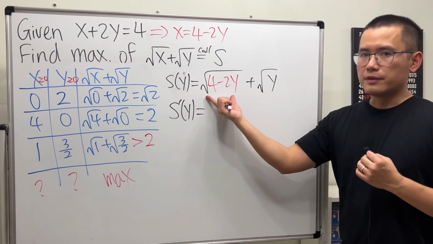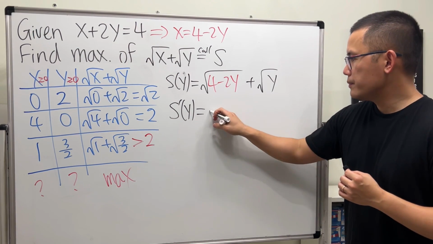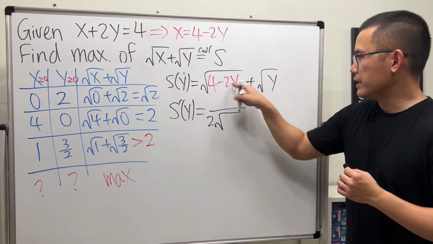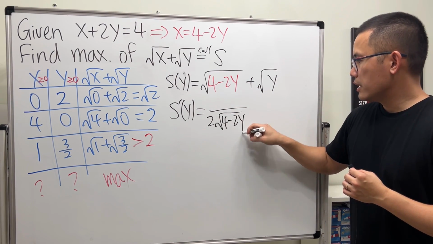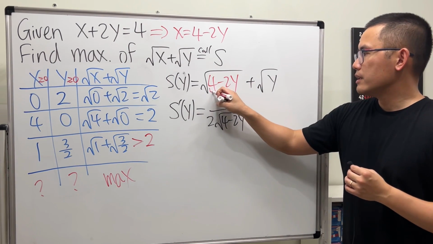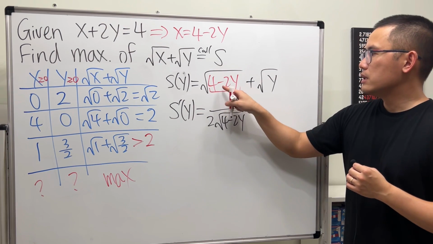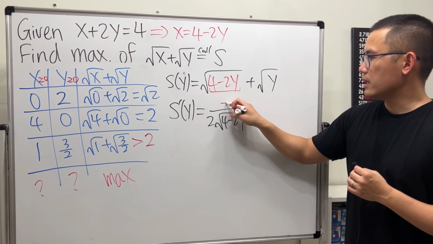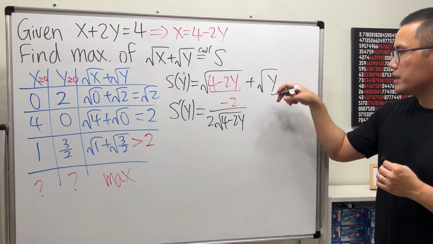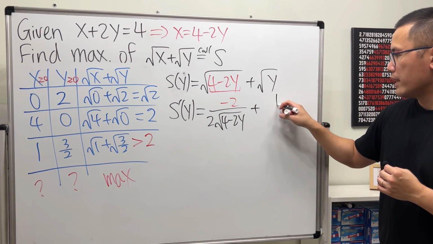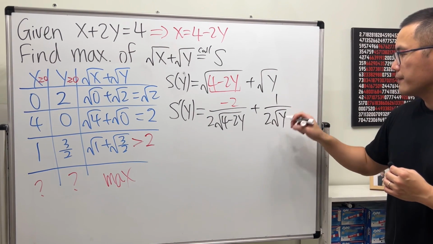Find the derivative of square root. We get 1 over 2 square root of the inside. And then don't forget the chain rule. The derivative of 4 is 0. The derivative of negative 2y is negative 2. And then the derivative of square root of y is 1 over 2 square root of y.